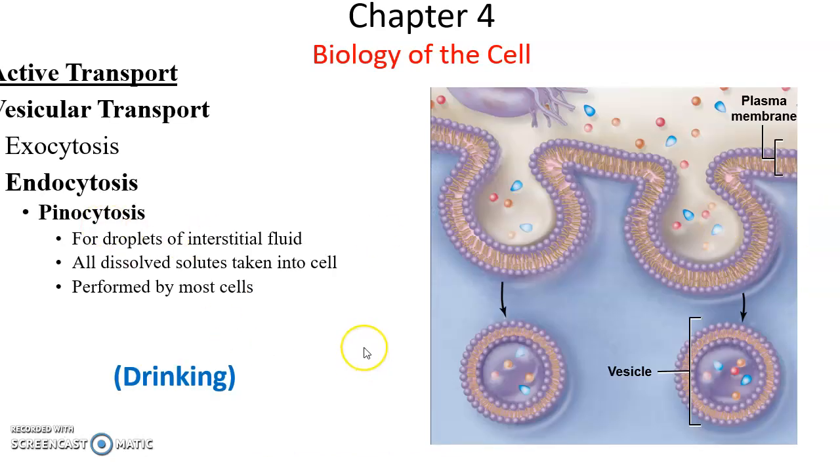Then there's pinocytosis. Pinocytosis is sort of cell drinking. So the cell will pinch off and form a vesicle filled with fluid that is surrounding the cell. So it's taking a little sip, bringing in the fluid with the solutes dissolved in it into the cell.